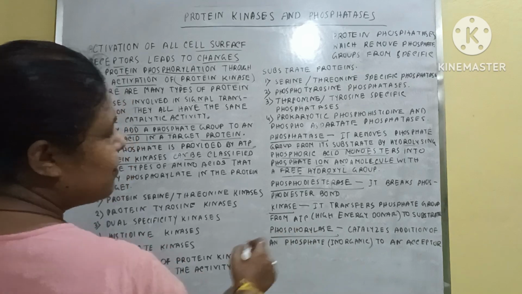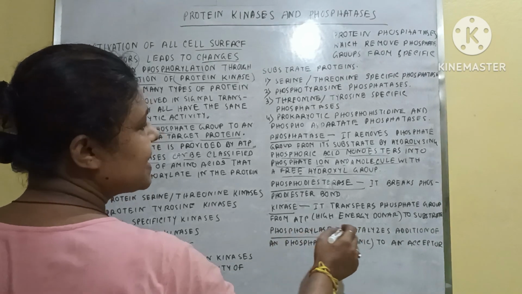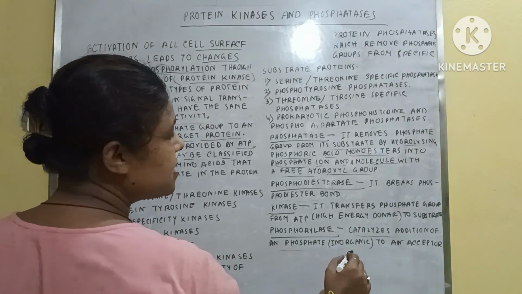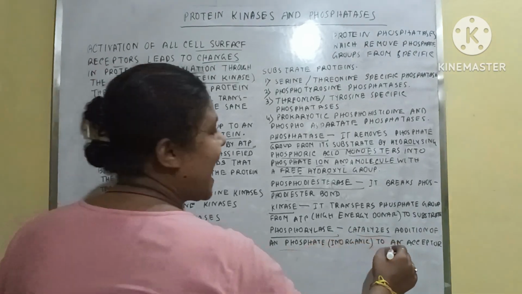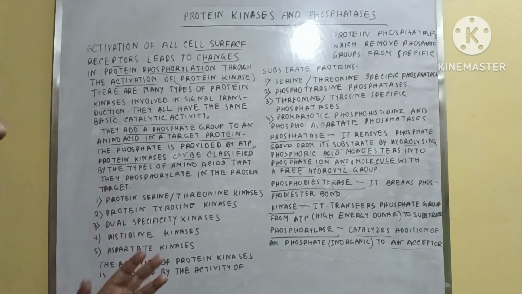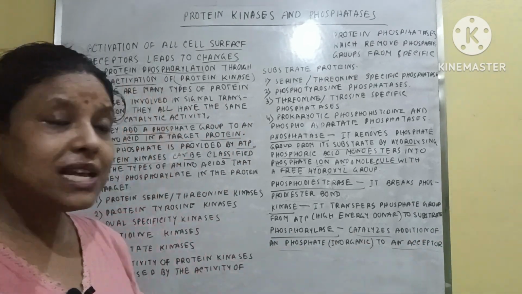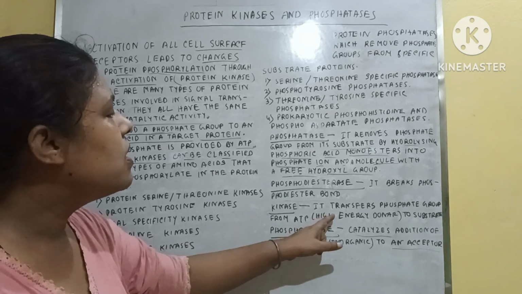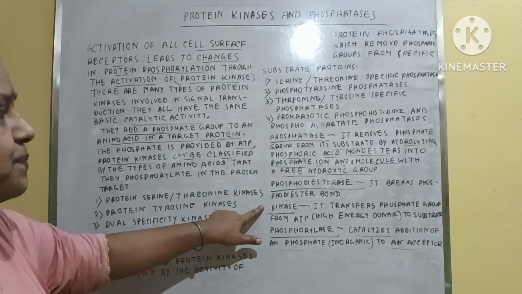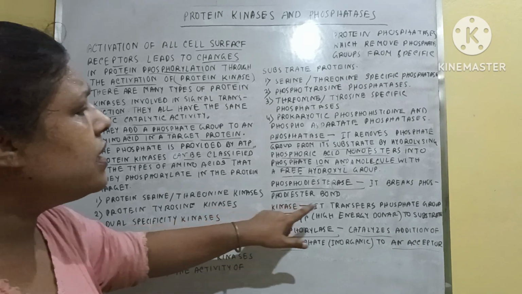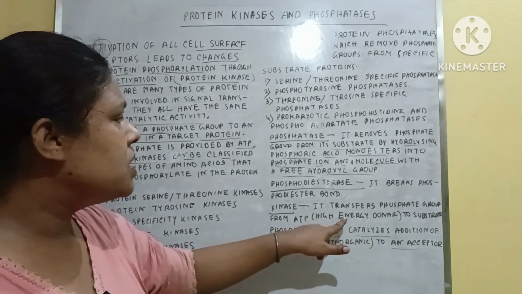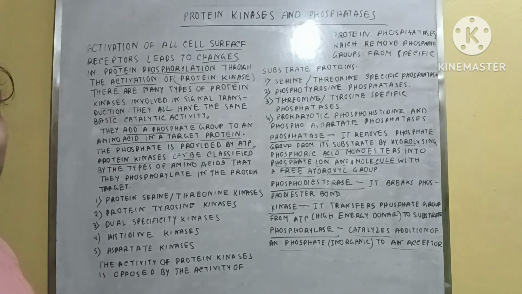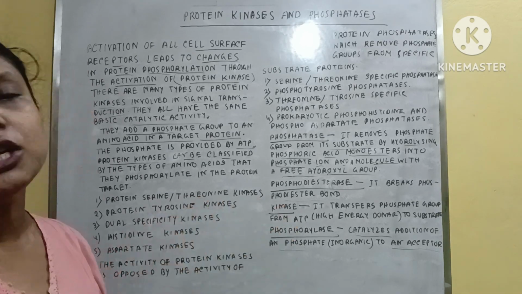And the last one is the phosphorylase. The phosphorylases are enzymes which catalyze the addition of a phosphate, that is inorganic phosphate, to an acceptor. They just add inorganic phosphate to an acceptor. This is the function of the phosphorylase. And in the case of kinase, the phosphate group is generally provided by a high energy donor, and ATP is the high energy donor.